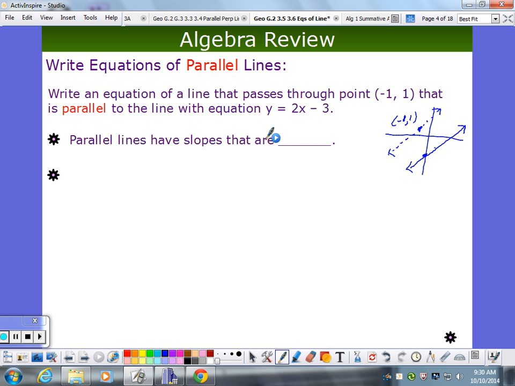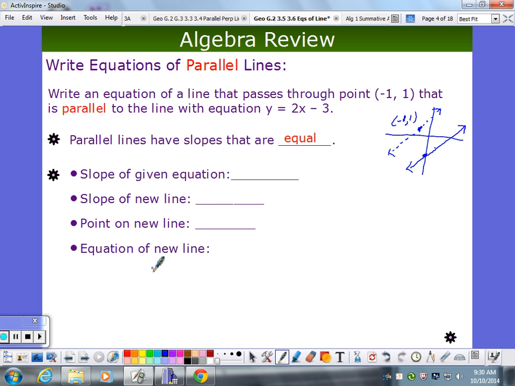So parallel lines have slopes that are, what goes in that line? Equal, right? Equal or the same. Parallel lines have slopes that are equal. And so the slope of the given equation. So here's my given equation. What's its slope?